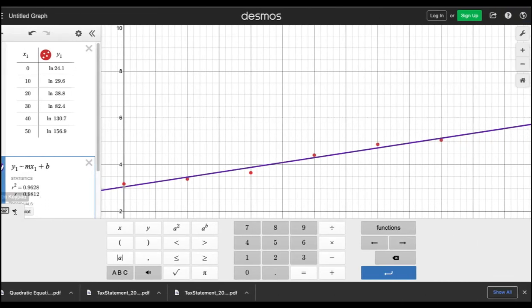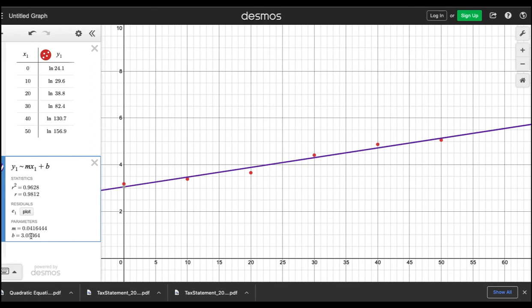So again, let's get rid of that. The m value, the slope, is going to be 0.041644, and the y-intercept is going to be approximately 3.05364.